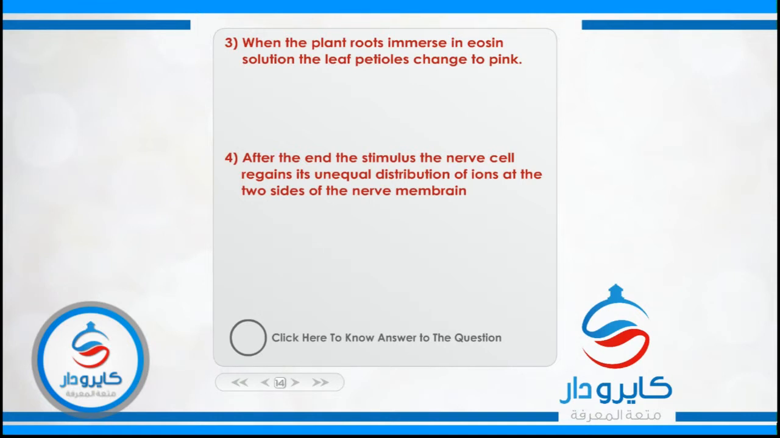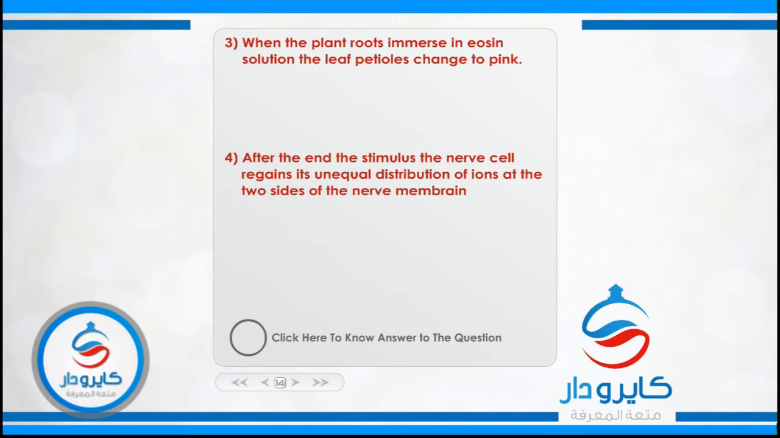When the plant roots are immersed in the eosin solution, the leaf petioles change into pink. We understand that the eosin solution acts as a pink pigment. And this pink pigment can pass through the vessels that are responsible for carrying the water from the root to the leaf. So the eosin solution passes through the xylem vessels, and the xylem vessels are stained with the pink eosin solution. The petioles of the plant that carry a leaf contain a great number of xylem vessels, so they are stained with the eosin solution, and also the veins inside the leaf and the petals of the flower are stained with the pink eosin solution. That acts as an experiment to prove that the xylem is responsible for carrying water and salts from the root to the leaf.